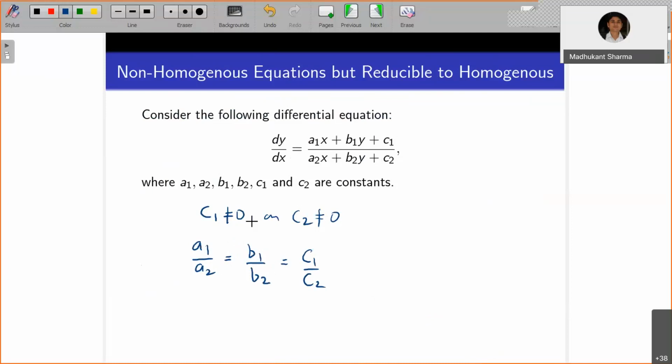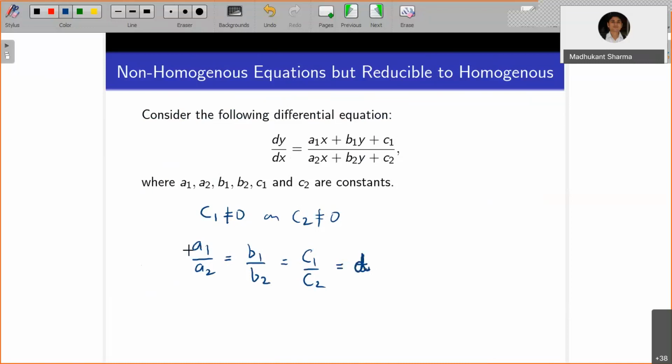Okay, assume that they are non-zero numbers. If they are zero, then we will see another case. So let's say these two identities are there. So what will happen is that you can write them as some constants, let's say d.